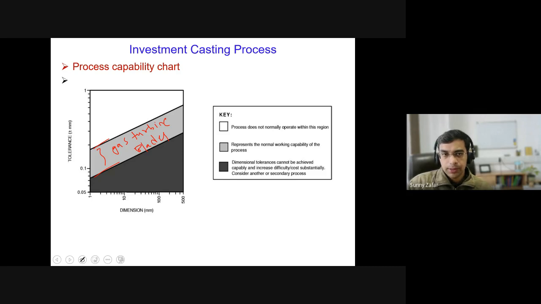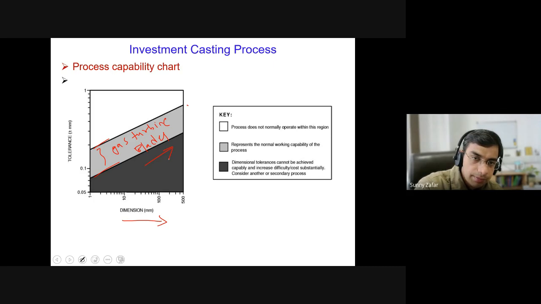But what is interesting in this process capability chart is that as the dimension of the product is increasing, the tolerance value is also directly increasing. So this indicates very big products. If we try to make very large size products, their tolerance value also increases. Okay. So in this, the gray area is the area where the process is normally operating. The black area is not achieved in general, but it can be achieved by substantially increasing the cost. Means we may have to do some secondary processing. And beyond this, the process does not operate in that range.